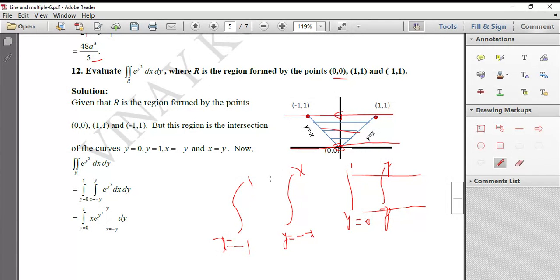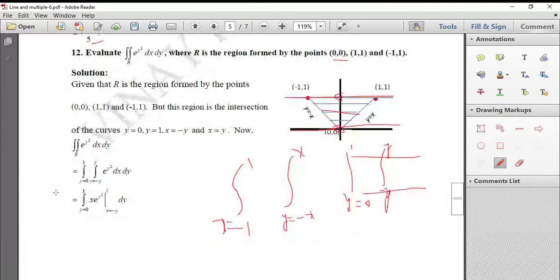That also you can choose. So y varies from 0 to 1, x varies from minus y to y. You can choose this limit also and you can solve, like this. Only thing you have to keep one of them as the one with constant limits and the other one with variable limits.